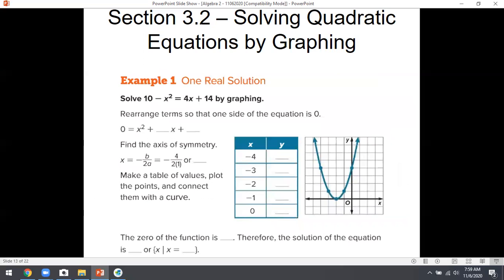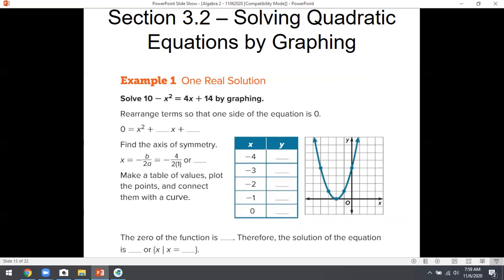All right, so let's solve them by graphing. Let's try it. There's two ways to do it. You can do it by hand, or you can do it with your calculator. I'm going to show you how to do it by hand, and then we'll probably just cheat and do things with our calculator later on. So write down the example: 10 minus x squared equals 4x plus 14.